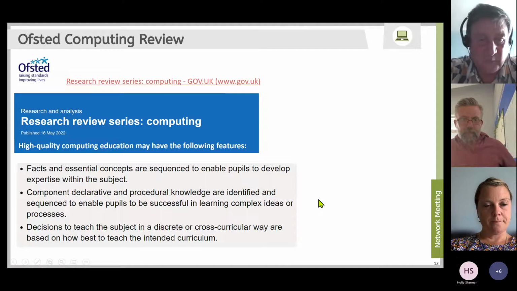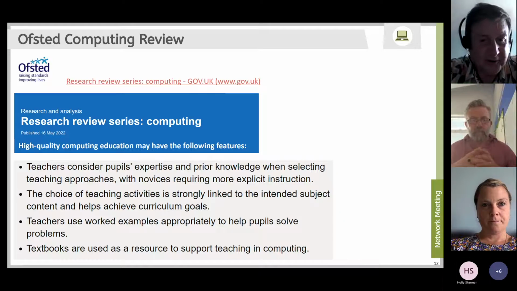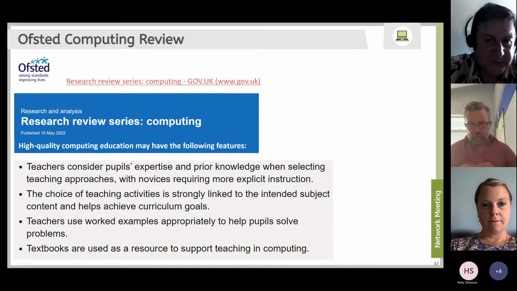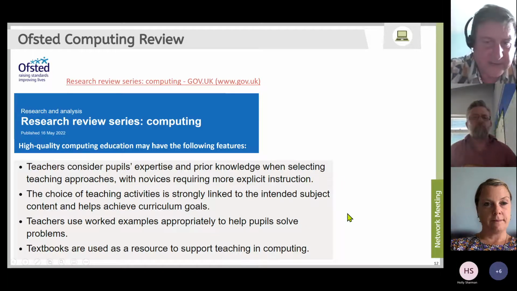It's just knowing what you are teaching when you are being cross curricular, being very focused about these are the IT skills or the programming skills that we want to use, even if we're doing it in the context of history or literacy or whatever. And then it comes back to some of our Rosenshine principles as well. So that's reassuring, that teachers use worked examples appropriately to solve problems. And probably more a secondary point about textbooks, but yes, some good points there, and things that I think our approaches to pedagogy will be useful for.